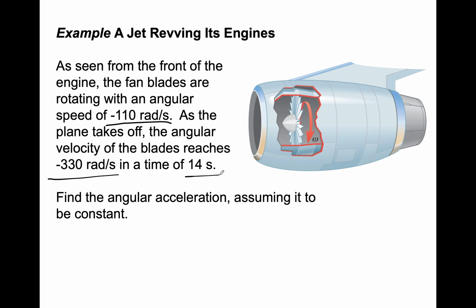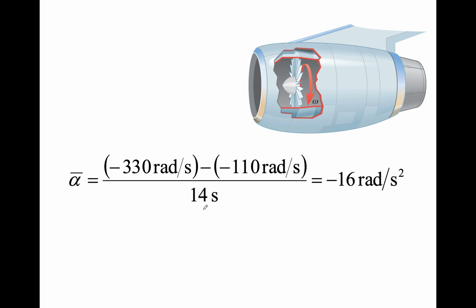What's the angular acceleration? We just need to use the definition of angular acceleration, right? Change of angular velocity divided by time. The average angular acceleration equals final angular velocity subtract initial angular velocity divided by time. And it gives us -16 radians per second squared. The unit for angular acceleration is radians per second squared.